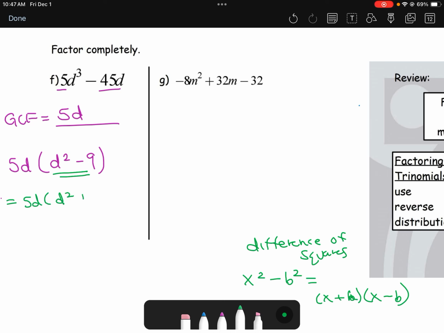D squared, let's just say plus 0d minus 9. So these are the exact same thing. 0 times d is 0. 0 plus anything just goes away, so those are the same thing.